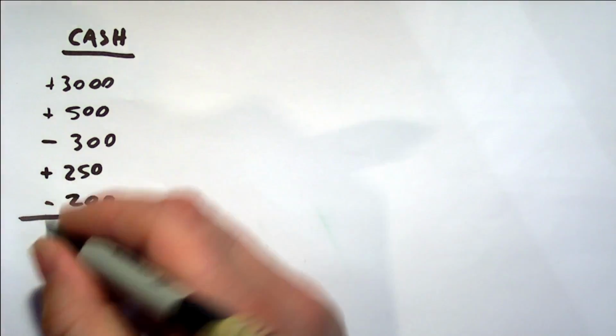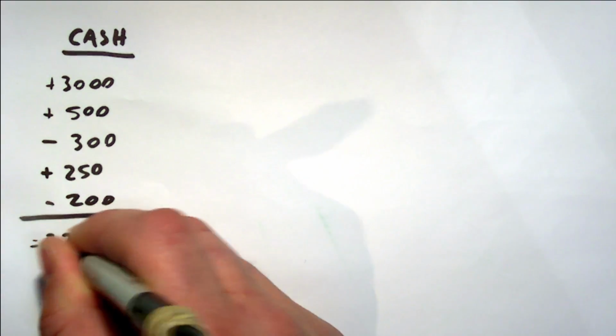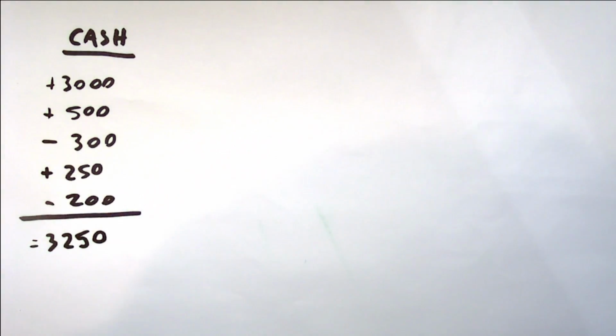3250? Yeah, it is. Good. 3250. That's the account balance. Is that correct? All right.